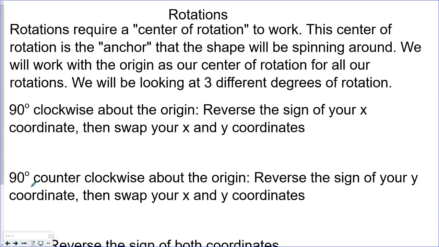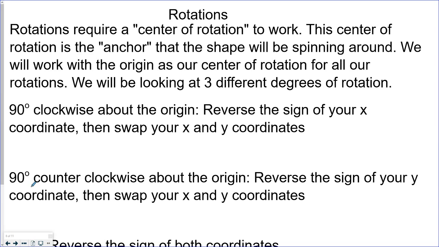And then lastly, rotations. Rotations are kind of the trickiest one. Rotations, like reflections, require an extra little tidbit. They require what's called a center of rotation. As I said before, a center of rotation is simply where all your points are anchored to. Where is the key point that you're going to be spinning your object around? I usually call that the anchor point. And we're going to work with the origin as our center of rotation for all our rotations because it's a good starting point and anything else requires a little bit of trig to work out.